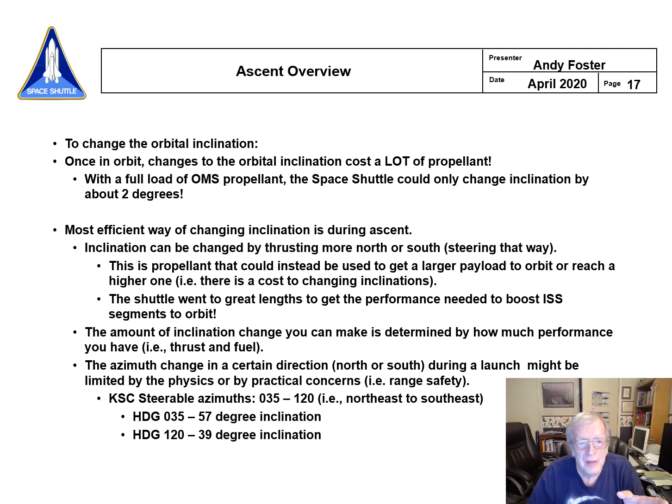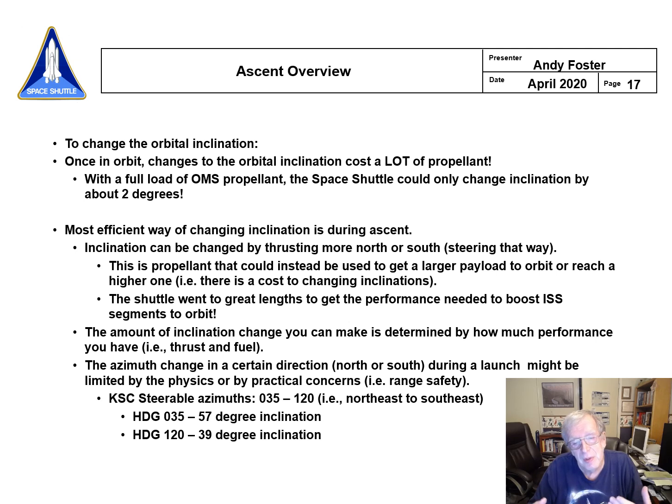Okay, we already talked about this. You have to change it during ascent. It costs too much propellant to try to change the inclination when you get to orbit. The cost of doing that during ascent is thrusting more north or south. That's propellant you could use to either go to a higher orbit or to take a bigger payload to the orbit that you want to get. So, like I said, nothing in life is free, right? And so if you want to change inclinations, you've got to have propellant performance to get there.